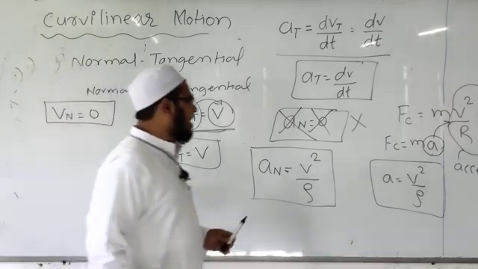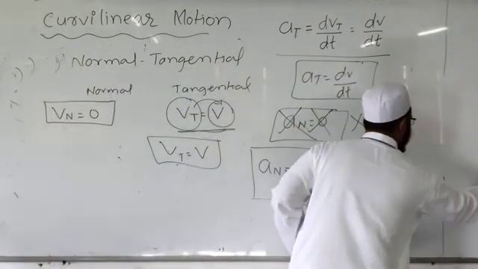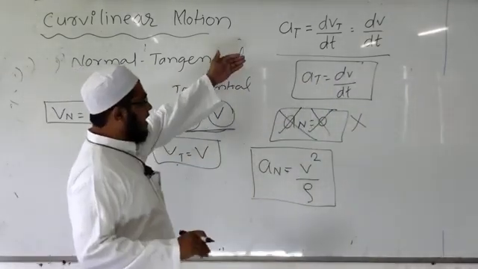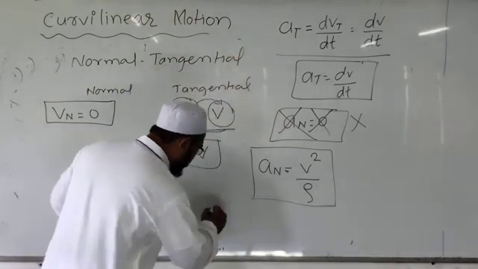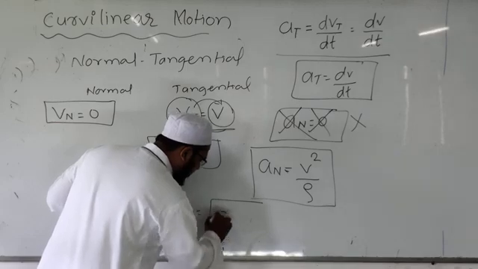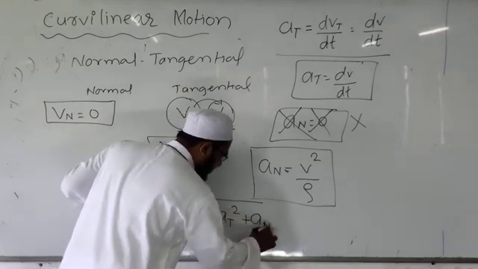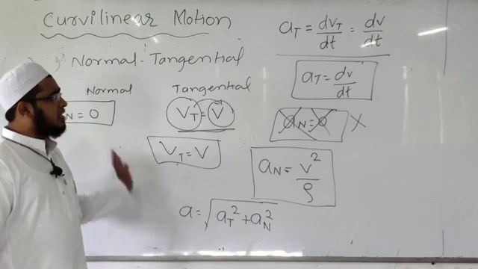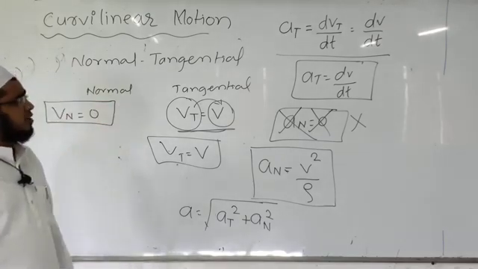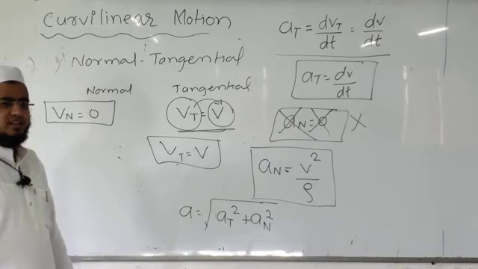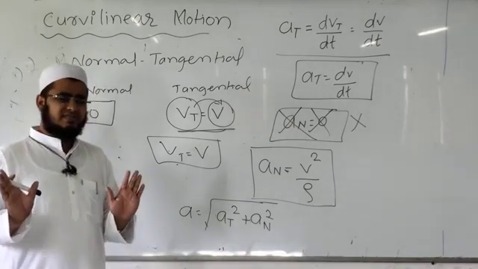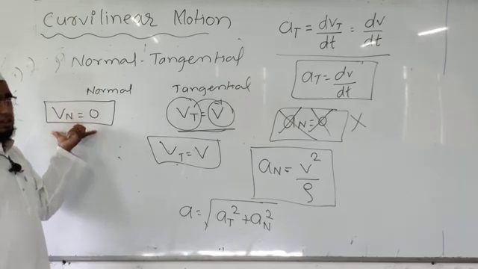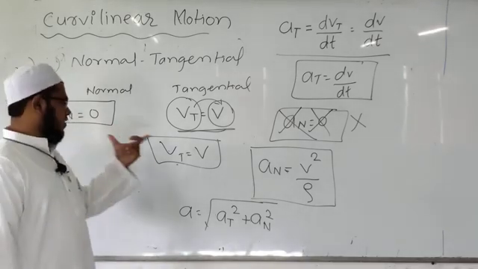So now the acceleration has two components. The first component is at, and the second component is an, and both have values. So if I require the total acceleration a, then it must be the square root of at square plus an square. These are the important formulae for the normal tangential coordinate system. It is very easy. If velocity is given for a particular instant, then it is a tangential velocity, because the normal component of the velocity is 0. Vn equal to 0, Vt equal to V.